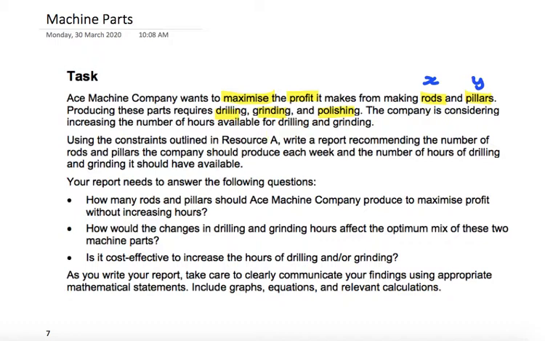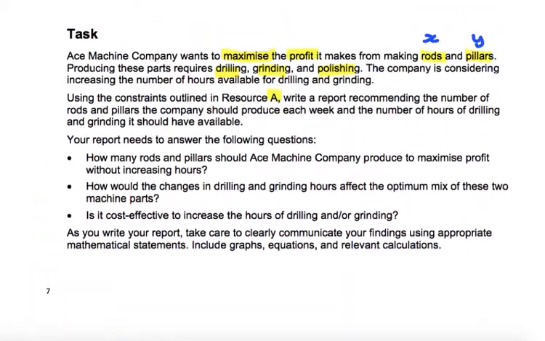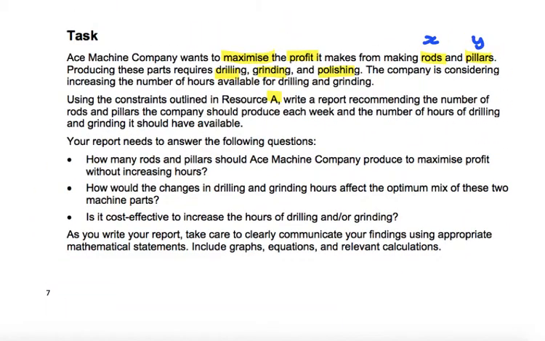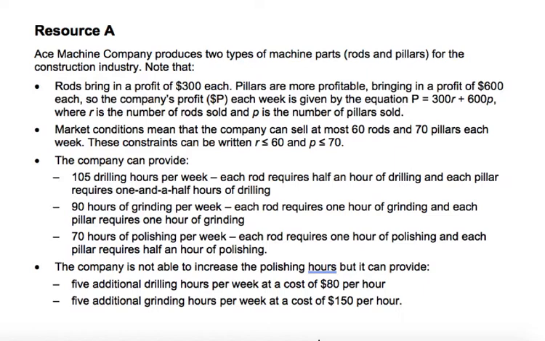So resource A is a bit below. We'll come to that in a moment. We have to write a report recommending the number of rods and pillars. So we actually have to recommend that. Make sure we do that at the end. That it should produce each week and the number of hours of drilling and grinding it should have available. So, how many rods and how many pillars should the machine company produce to maximize the profit? That's our first task. So let's go down to the next bit.